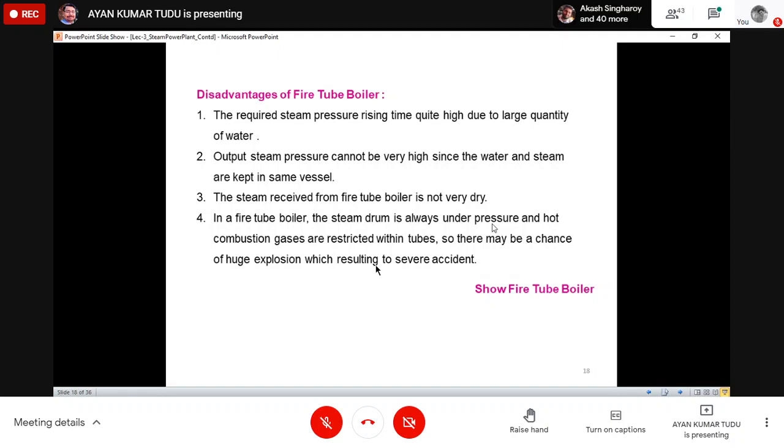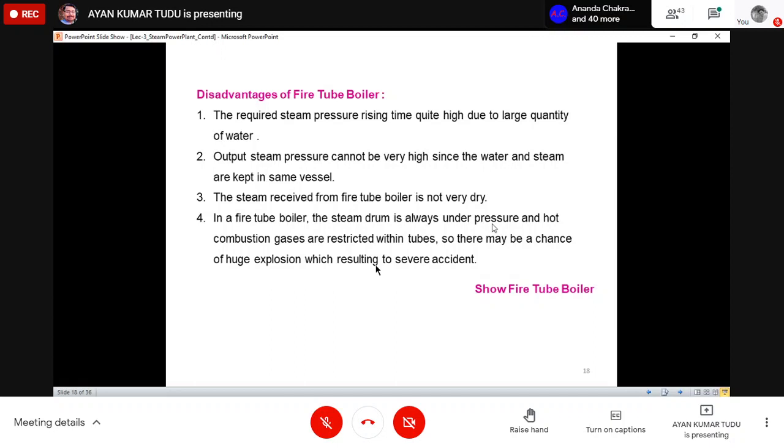Now let us talk about the water tube boiler. Up to here, any questions? No question, sir. Okay. Next, we are talking about water tube boilers.